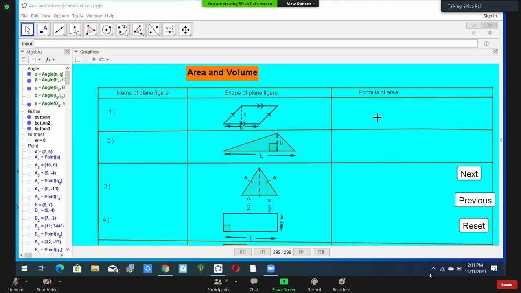You know the formula. What's the formula to find the area of parallelogram? Remember? Tell me. Area equal to what? Remember everyone? What's the formula to find the area of parallelogram? B into H. Area of parallelogram equal to B into H. B means base. Area of parallelogram equal to base into height.